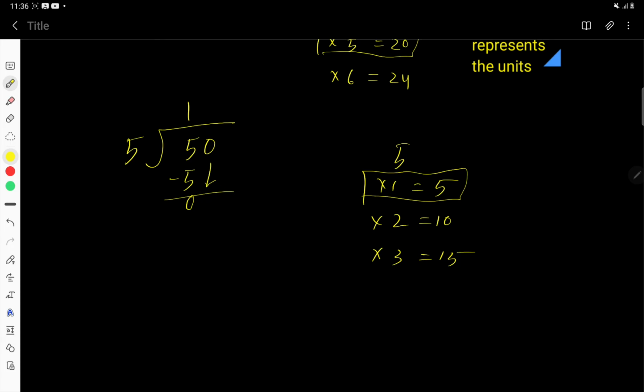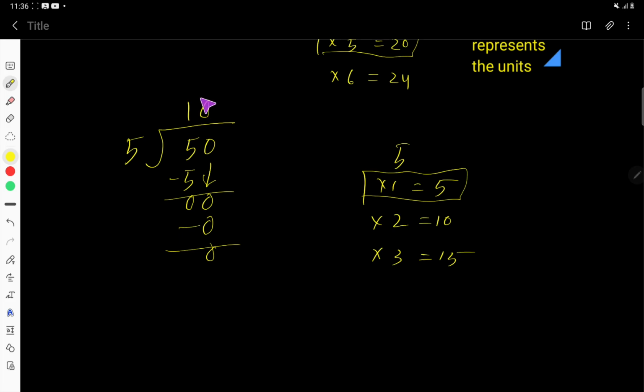Bring down this 0. So overall you are getting 0, 0. 5 goes into 0 how many times? Actually 0 times. 0 times 5, 0. If you subtract, then also you will get 0. You have nothing to do. So your answer is 10.